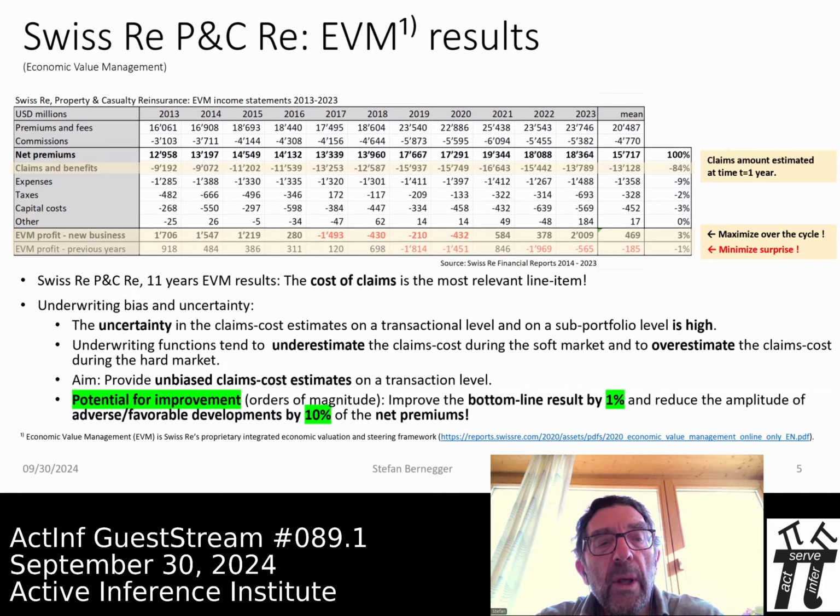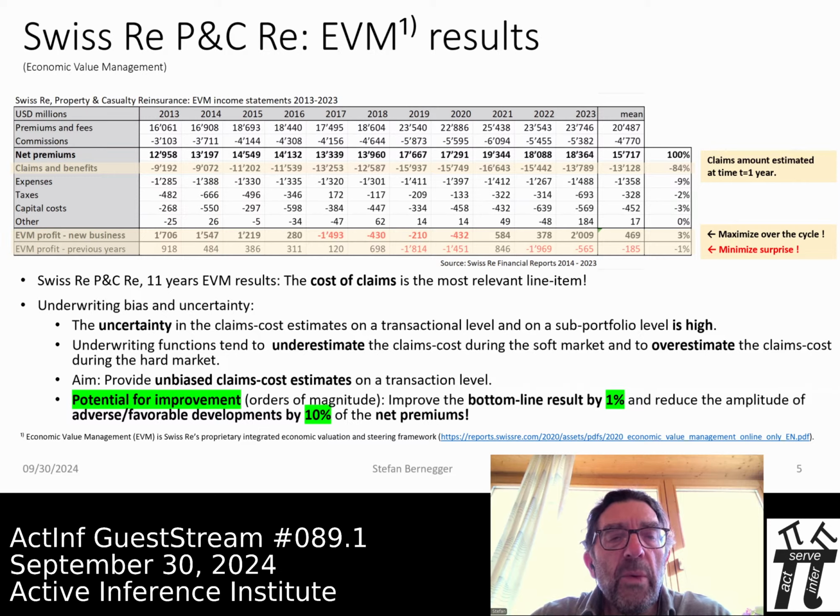Then we have capital cost. Capital cost is linked to the risk, but these are relatively small numbers. And then the finance people have introduced some small details which they put under other. So there is a lot of work going into these small elements. But what really matters for the success of the company is what we have here in claims and benefits, and how much premium the company earns to cover these claims.